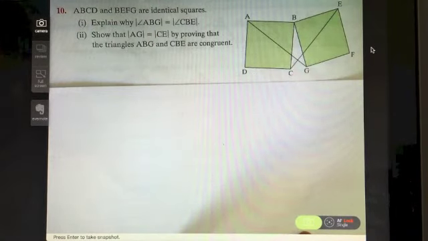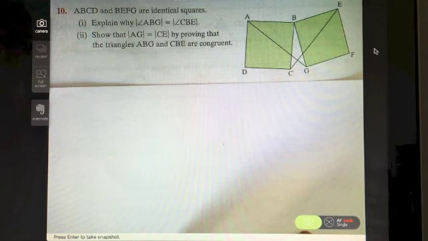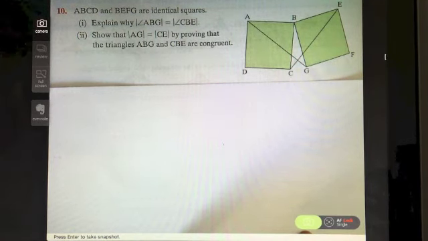Okay, try this question here. So we have ABCD and BEFG are identical squares. First of all, we need to explain why the angle ABG has got to be equal to the angle CBE, and then we need to show that the length AG has got to be equal to the length CE by proving that the triangles ABG and CBE are congruent. Pause the video and see how you get on with this one.